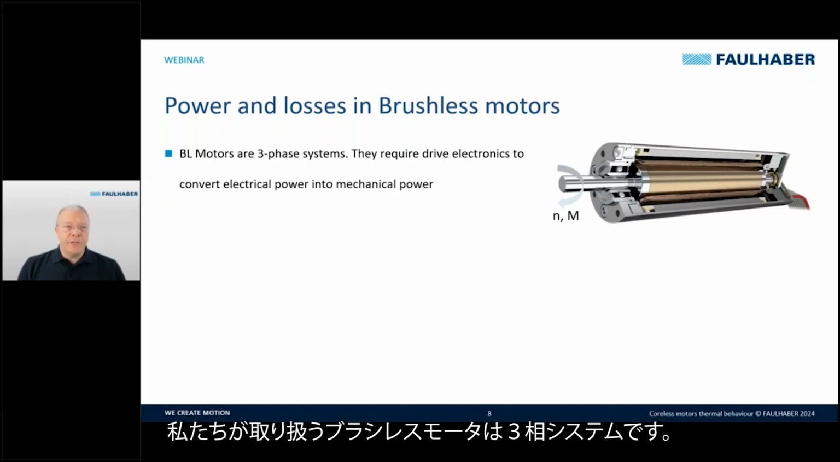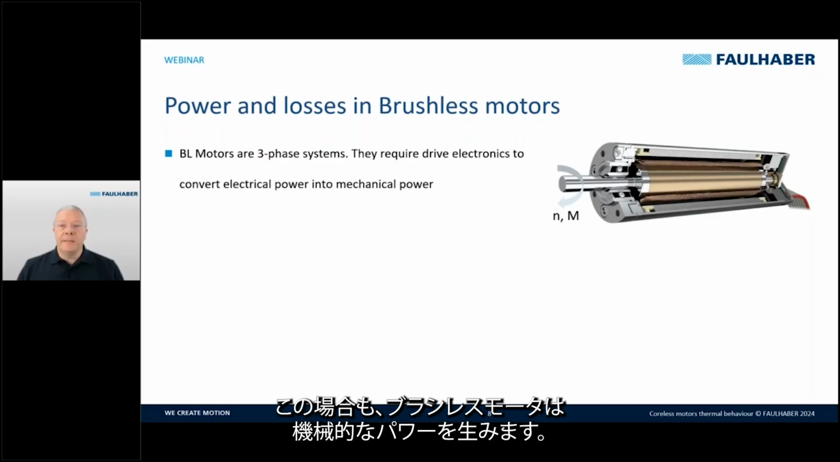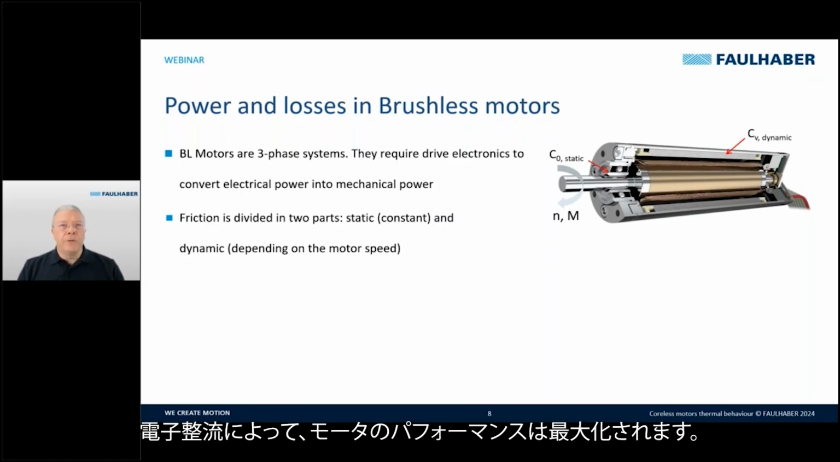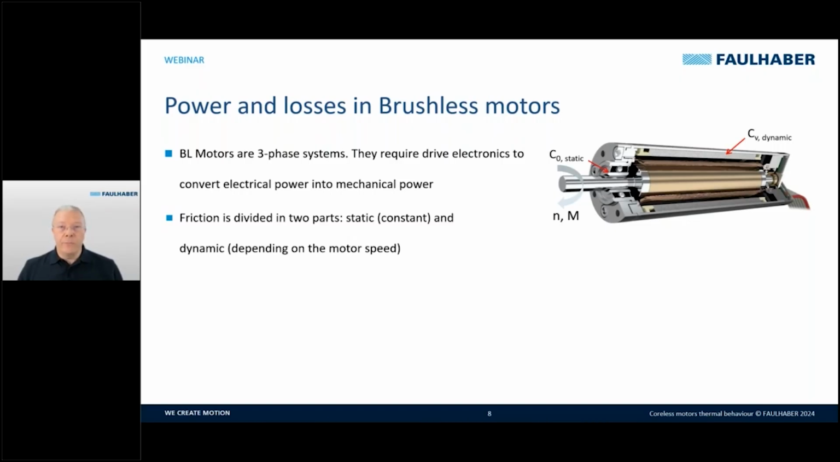When we talk about brushless motors, we have a three-phase system. Power electronics are needed; the drive electronics are needed to drive the brushless motor correctly. And also in this case, the brushless motor delivers mechanical power. In this case, we can reach high speed and high power because there is no limitation due to the commutation system. The electronic commutation delivers the maximum performance to the motor. We can reach high speed, we can reach high torque.